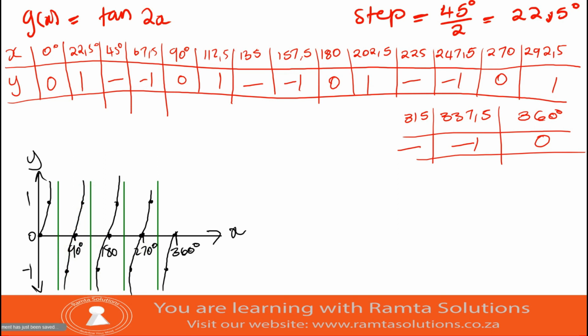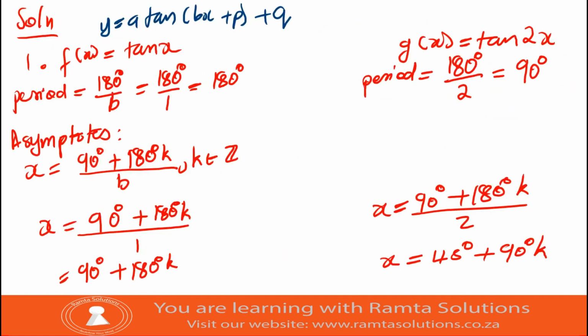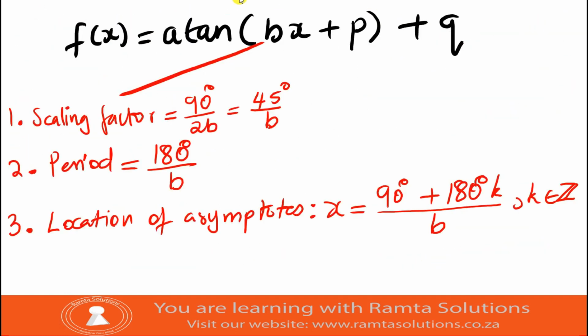We are not going to look at horizontal and vertical shift. We mentioned them in sine and cosine. They still mean the same, even for tangent graphs.